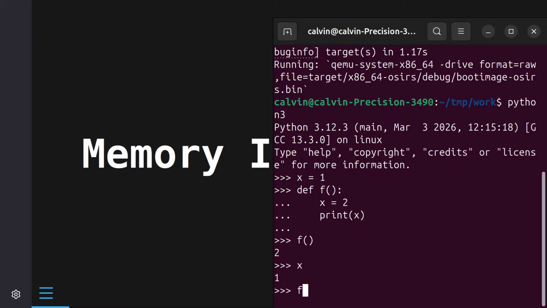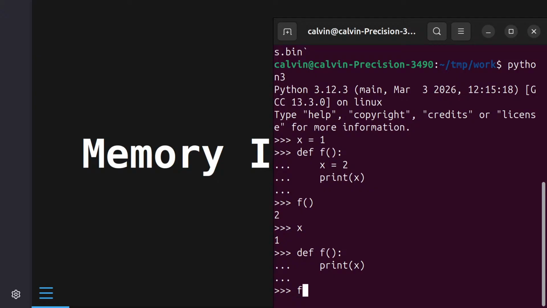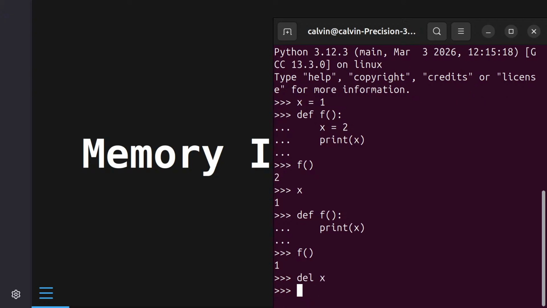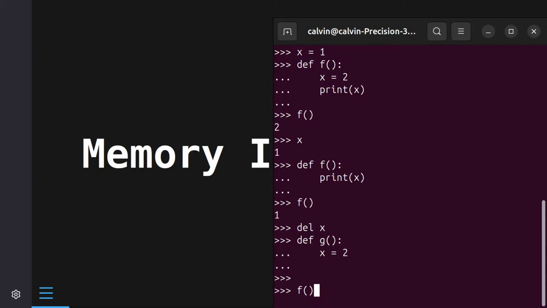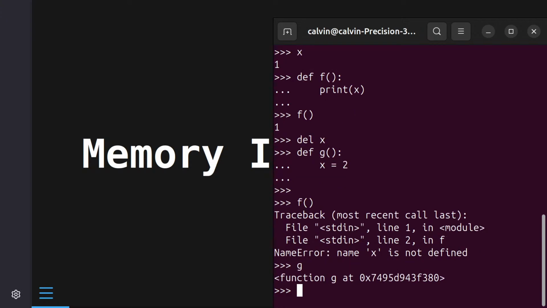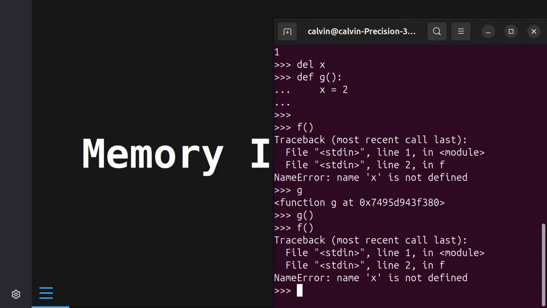In this case, we're not actually truly isolated, but we can come up with an isolated example. So if I redefine f to simply print x, then it will look at the global x. But if I delete x, and then I create a different function, g, that defines x to be equal to 2, in this case, I do have successful memory isolation, even though there is a defined x in the context of g. So I can run g, and that will define an x and do nothing else. There is memory isolation between the g namespace and the f namespace.